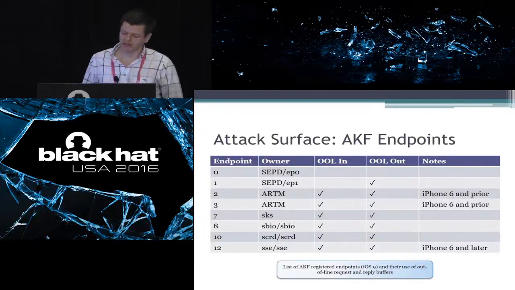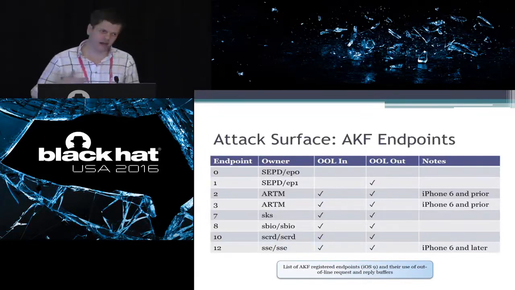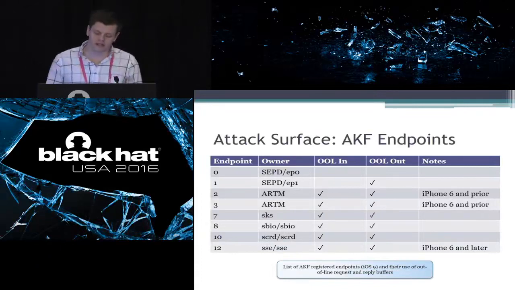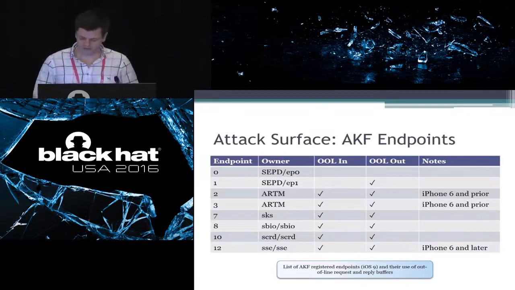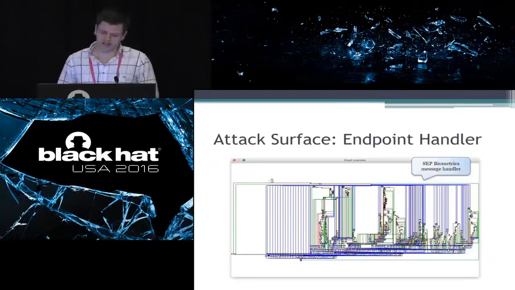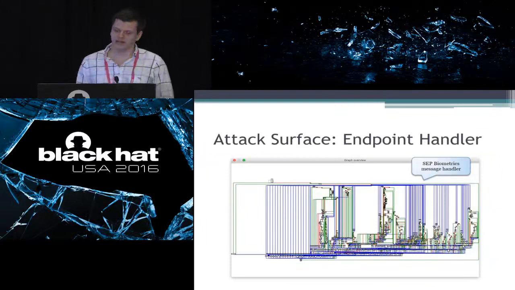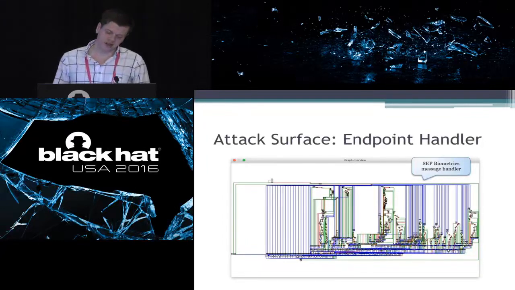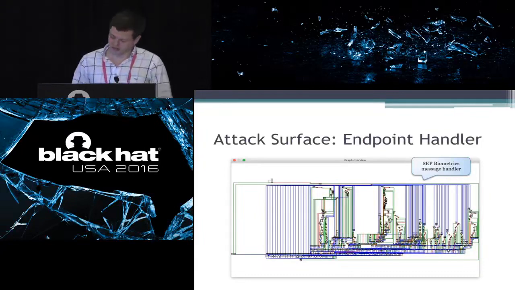This table also shows which of the endpoints actually make use of the out-of-line buffers, so which endpoints will parse data out of line, presumably complex blobs of information. This is an example of an endpoint handler, the SEP biometrics message handler. As you can see, it's very complex. It has a huge switch statement supporting a lot of opcodes.